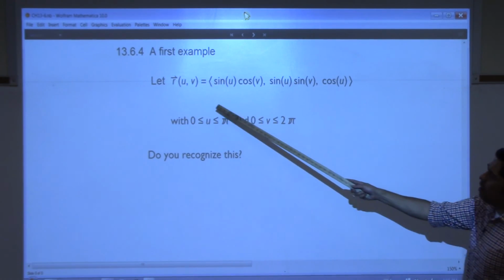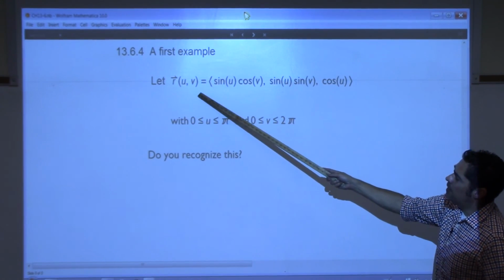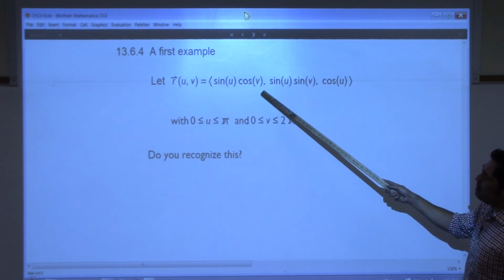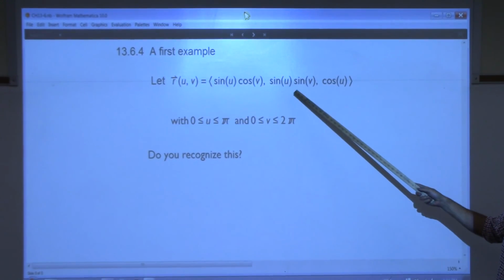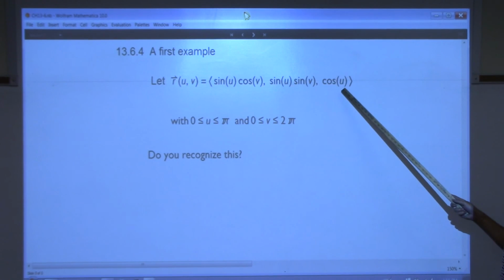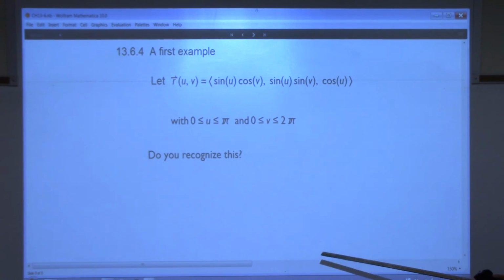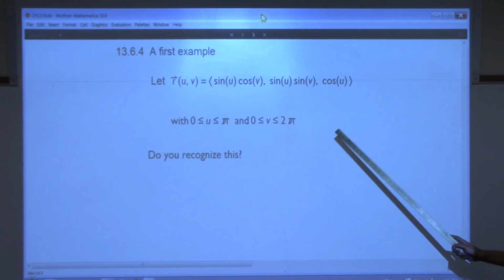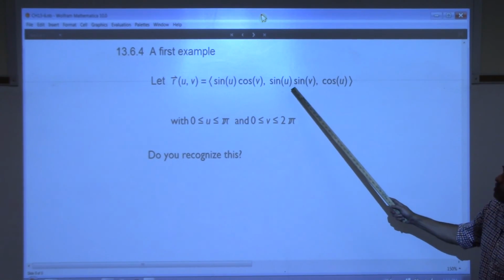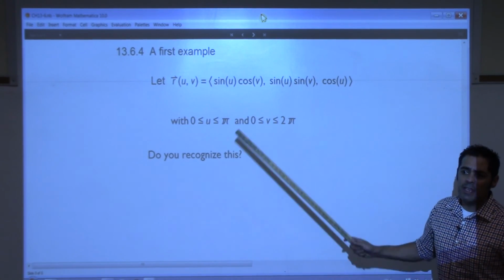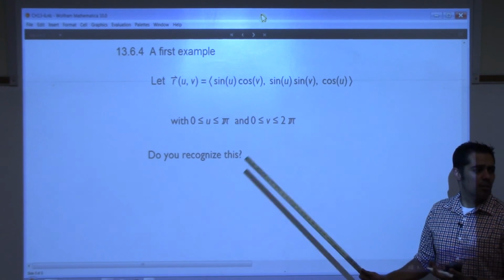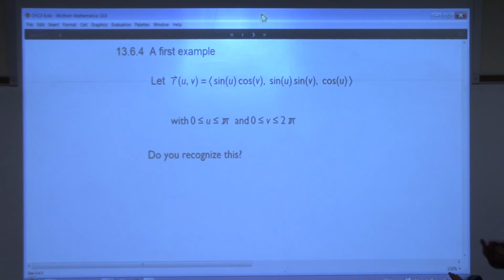If I take my r of u, v to be sine u cosine v, sine u sine v, cosine u, then, hold on a second. Yeah, the u is like the phi, just so everyone knows here. The u is like the phi was, and the v is like the theta was when we used polar. Okay?